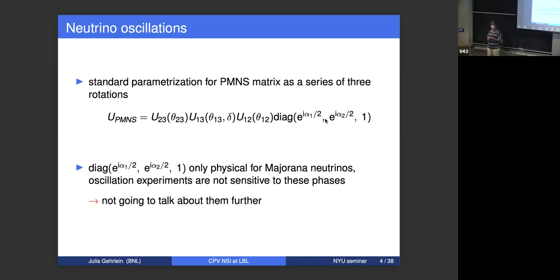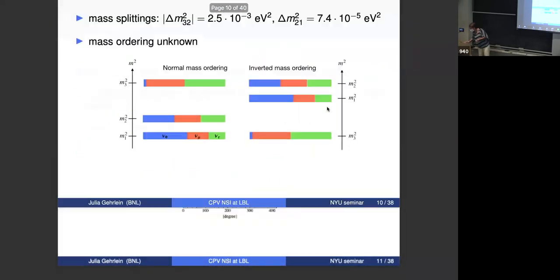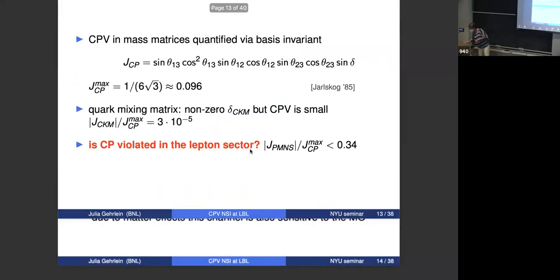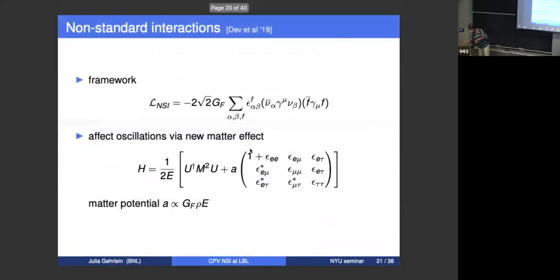Are there short baseline experiments you could do with NSI? Then you could maybe put some lead in between. Yes. So what I've talked about is NSI propagation. This means that I'm just involving NSI here in the Hamiltonian in the propagation, similar to the standard model matter effect.